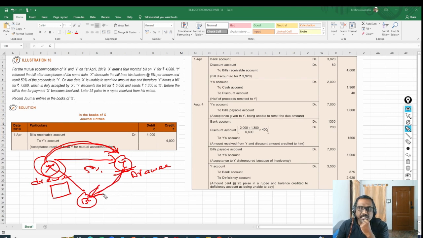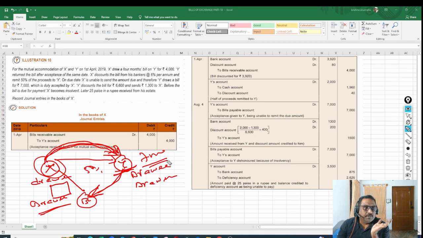But unfortunately, what happened? X was unable to make the payment. So for that, what happened? Y drew the bill now. Now Y has become the drawer and X has become the drawee. For how much was the bill? He wrote a bill for 7,000, which is duly accepted by X.